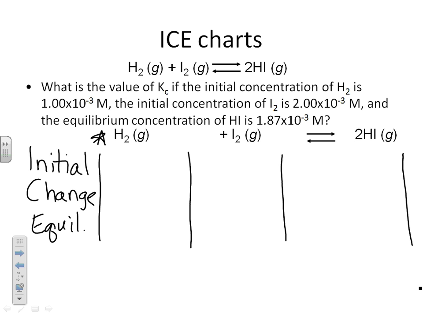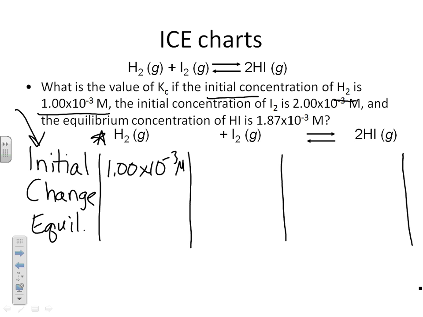Are they initial or are they equilibrium? So the first value that we have is the 1 times 10 to the minus third molar. Now that value belongs to the hydrogen, our first thing listed, our first reactant, and it says it's the initial concentration. So that's going to go here, 1 times 10 to the minus third.